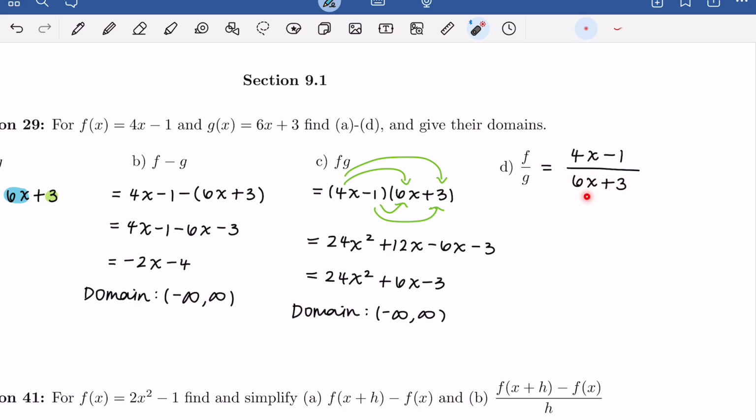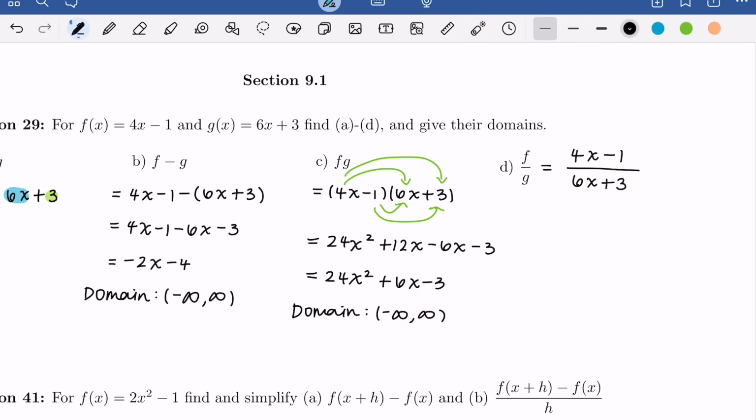But we need to find the domain of this one. And if you remember, whenever we're dealing with rational functions, we know that the domain is going to consist of all real numbers except those that make this undefined. And with rational expressions like this, we know this is going to be undefined when we divide by 0.